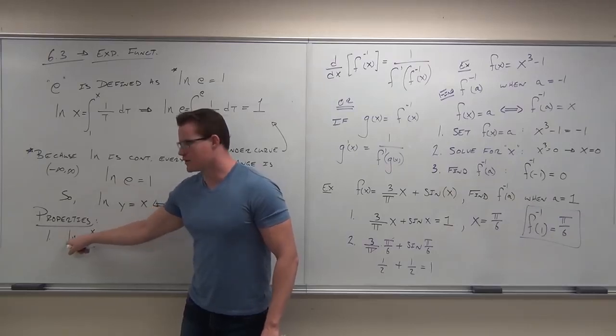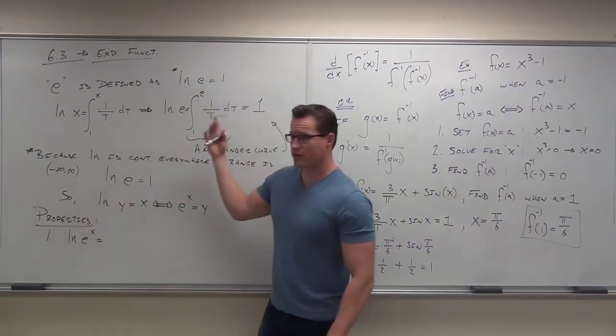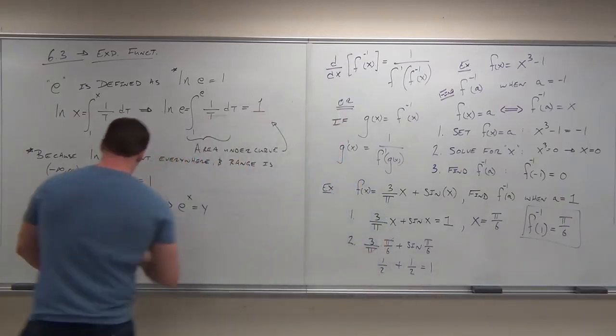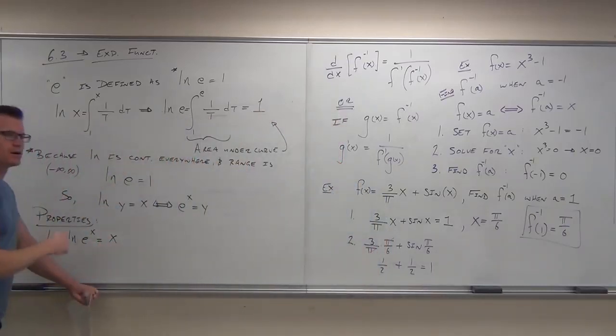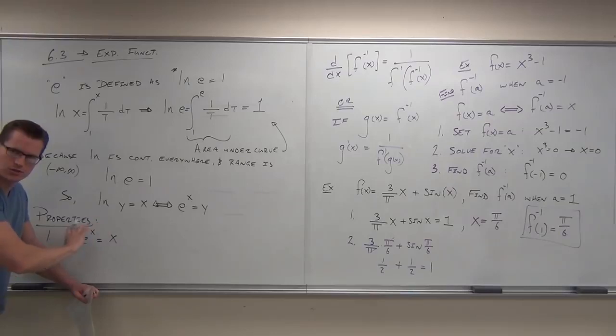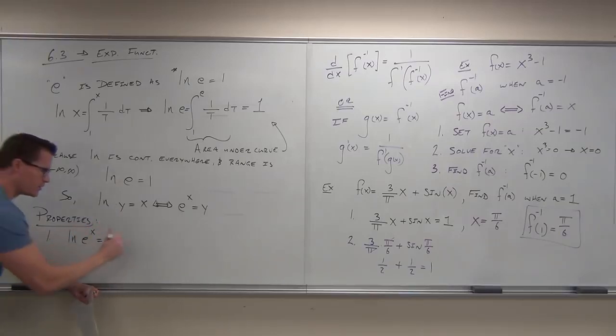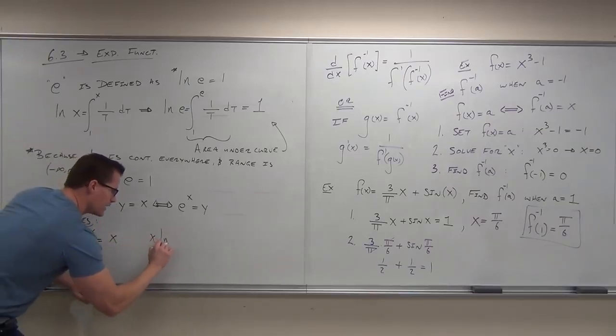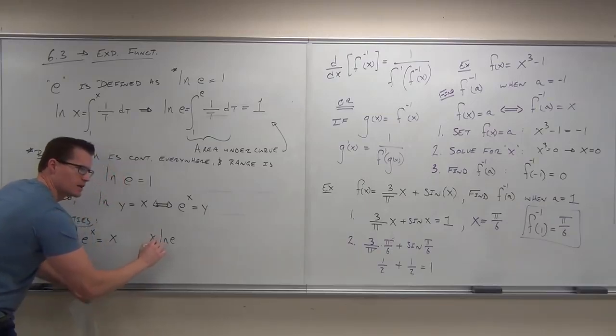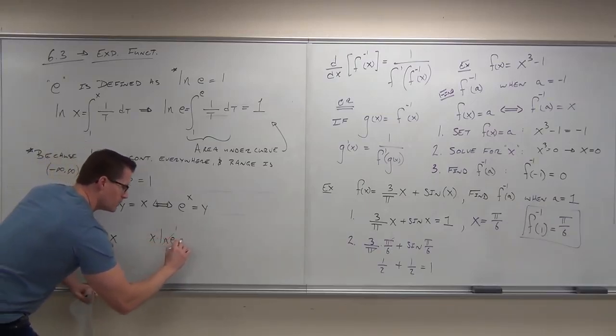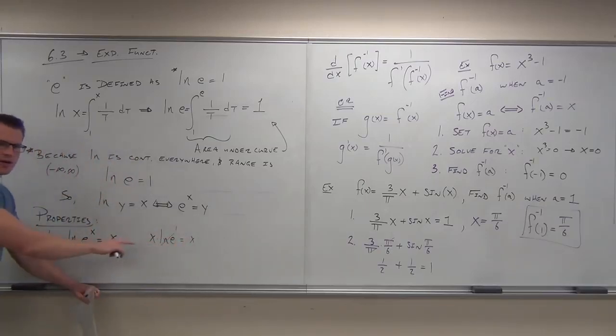But this is also cool. How much is ln of e? 1. That was our definition. So what this is equal to is x. The reason why is because if you want the proof, here's the proof right next to it. If you bring this down, we have x ln e, and ln of e is 1. Equals x. There's the proof for that.